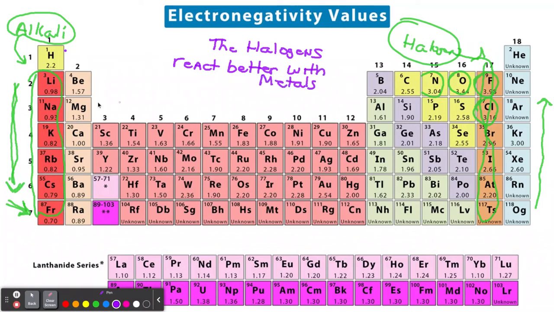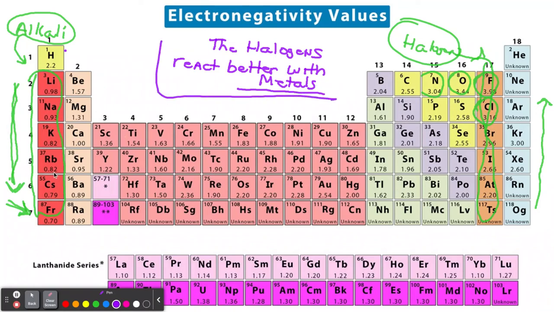especially the alkalis. They'll react with the alkalis, right? They're trying to take, remember with the octet rule, they're trying to take an electron away to be complete, to be noble. So that's the halogens.